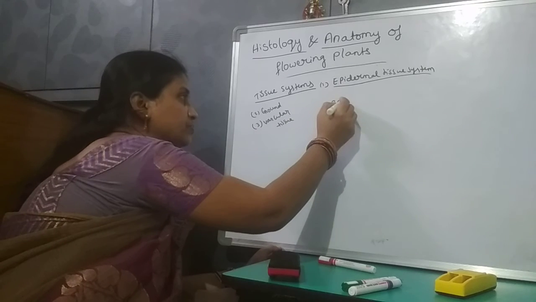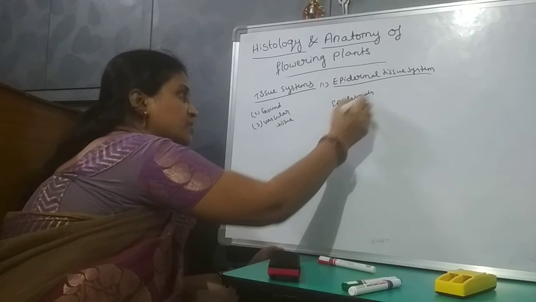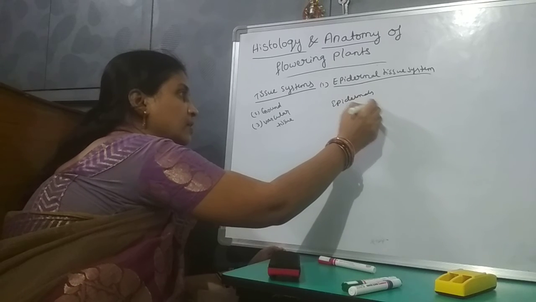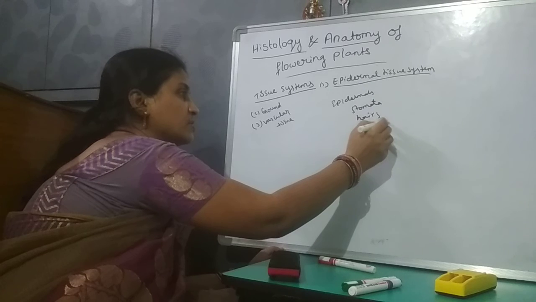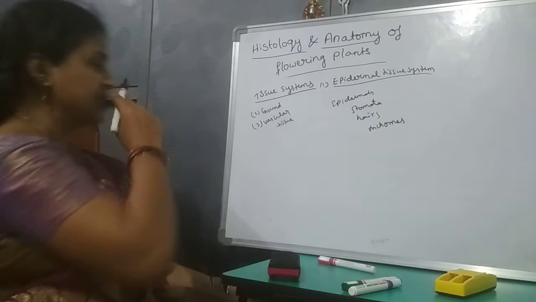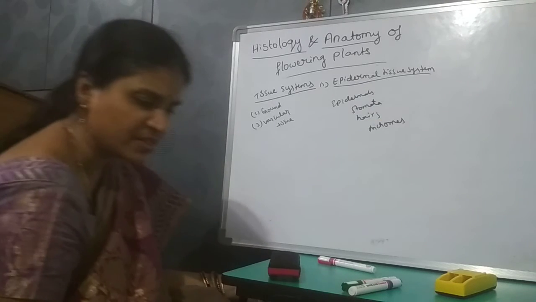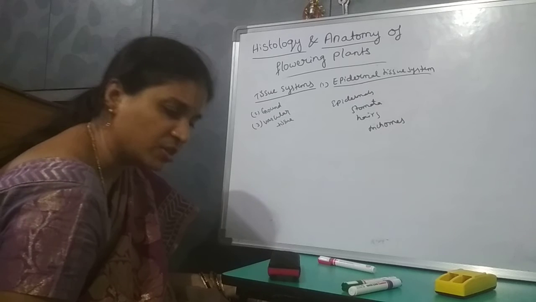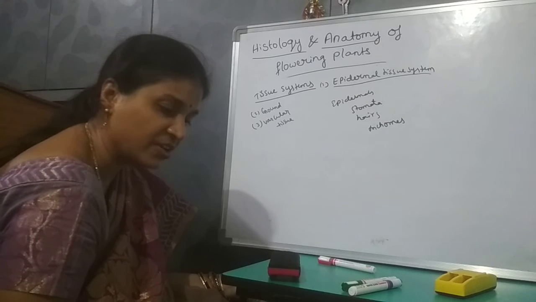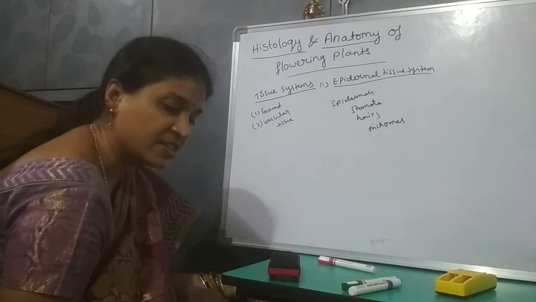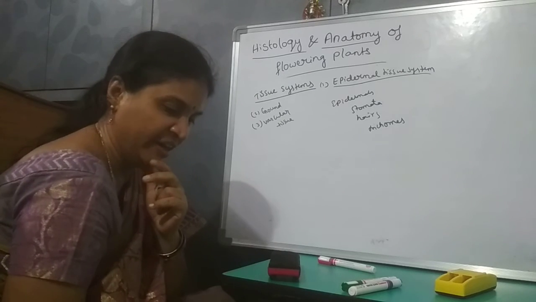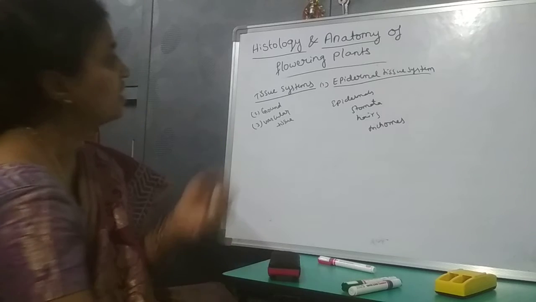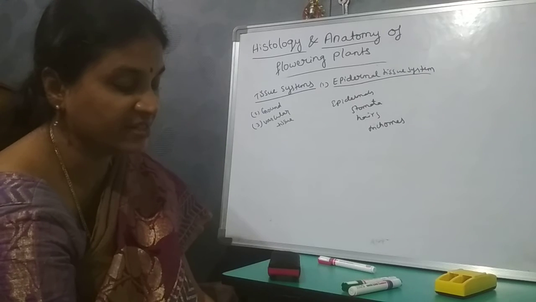Epidermal cells, stomata, hairs, and trichomes. This is about the epidermal tissue system. The epidermal cells are compactly arranged. The epidermis is the outermost layer, sometimes single layered, sometimes multi-layered. Outside the epidermis is the cuticle, as we have discussed.